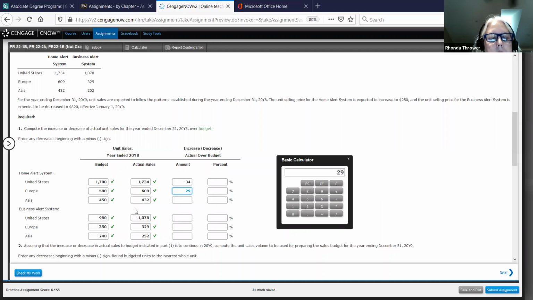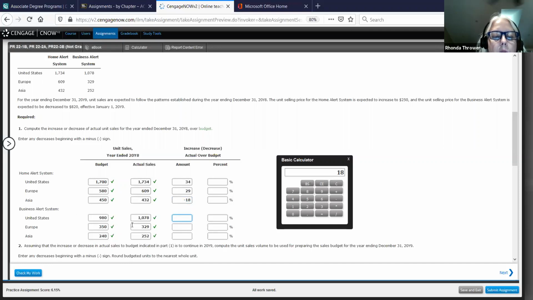And then for Asia, we actually had a decrease. Our actual sales was less than our budgeted sales. So our budgeted sales was 450 minus what we actually sold, 432, means you had a decrease of 18 units. You have to put decreases in as minuses in this problem. So make sure you put a minus in front of anything that would decrease.